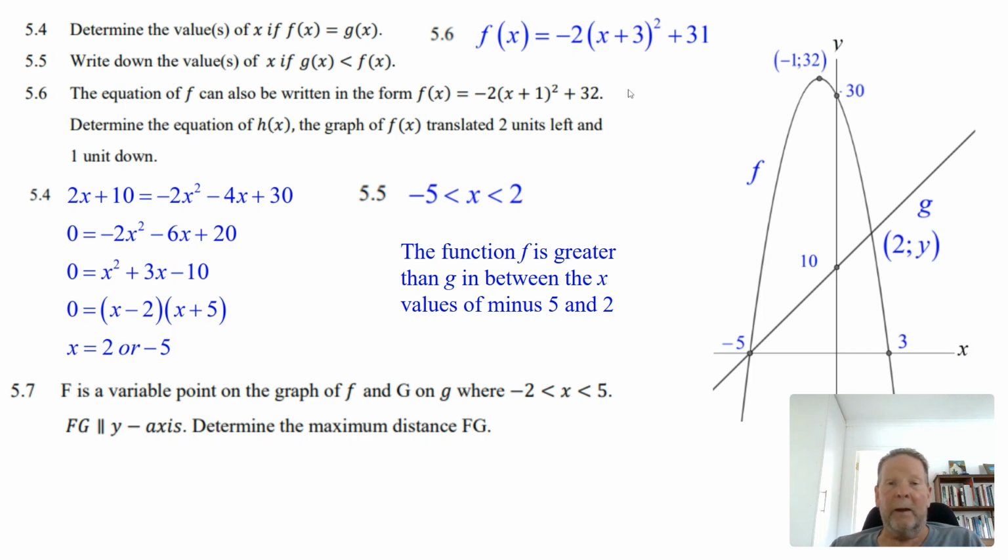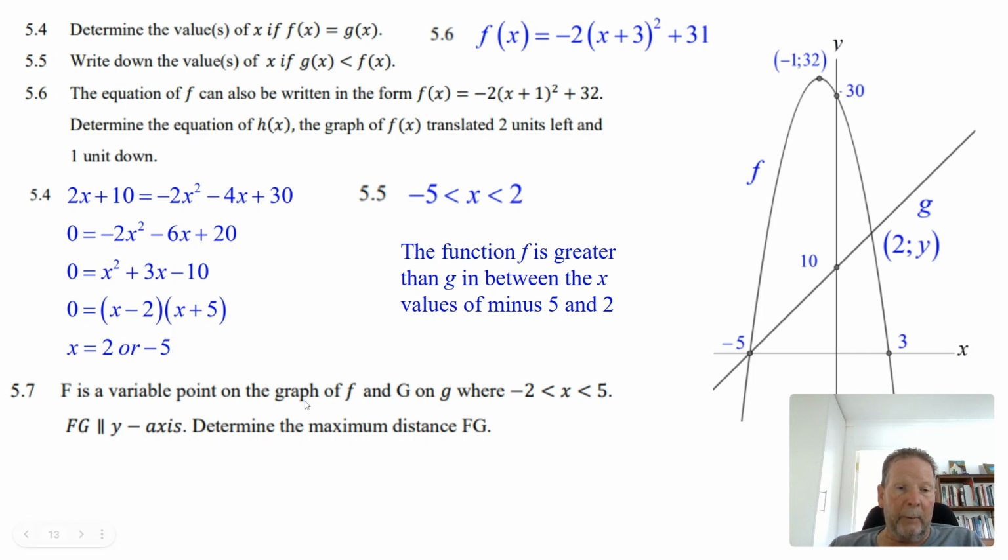That's called the turning point form. There's the x. The opposite of that is the x value of the turning point, and there's the y value. So there's that question done. Move 2 to the left and 1 down.